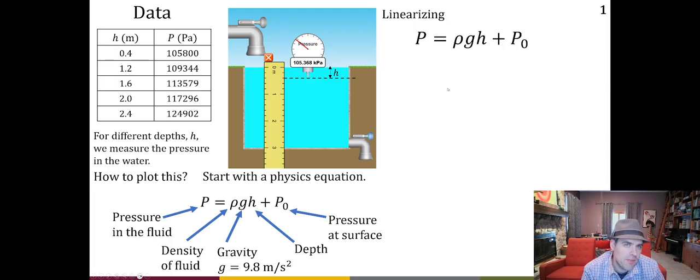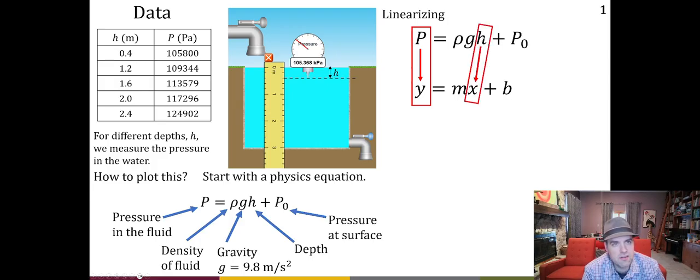In order to figure out how to plot this, we need to use our linearization equation, y equals mx plus b. If we look here, these are in a very similar form, which is nice. You see that the pressure that we measure is in the same position as y, so we're going to plot pressure on the y-axis. Our other data point is depth h, which is in the same position as x, so let's plot the depth h on our x-axis. Then we see that rho g is in the same position as our slope value m. And the surface air pressure P0 is in the same position as our y-intercept value.